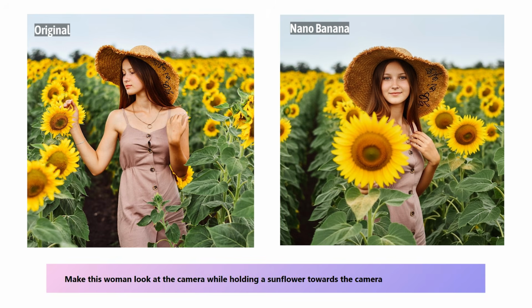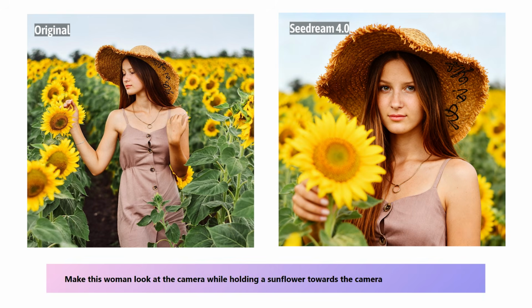For Nano Banana's version, she is making eye contact, but the flower isn't really being held. It looks to be placed in front of her. That makes it feel only halfway there. Also, the background changed and the rows of sunflowers look more symmetrical. For Seedream's version, she is also looking at the camera, but the sunflower isn't being held out in front. It's closer to her chest. That misses the towards the camera part of the prompt. So for this first test, Qwen takes the win.